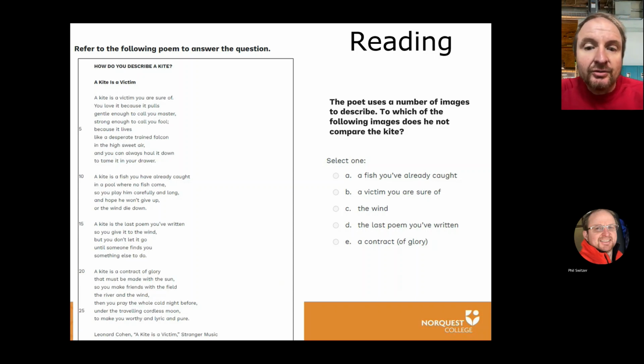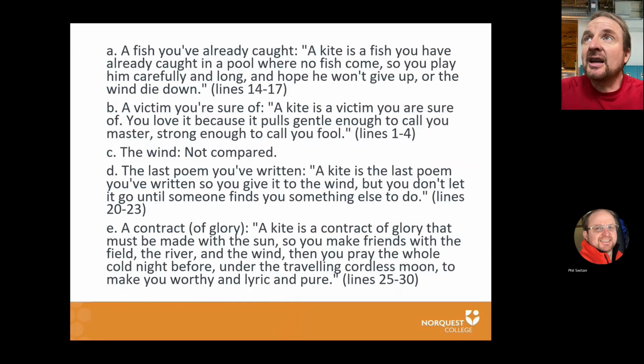All right, so you've read through and you've come up with an answer. So let's take a look carefully here at an analysis. You can see that each of these things mentions a fish, it mentions a victim. It does not mention the wind at all. So that would be the answer. That's why the answer would be C. It mentions the last poem you've written and a contract of glory as well. So this is something that you probably picked up when you did this pretest, but if not, that's fine too.